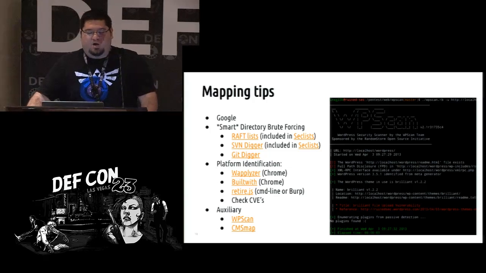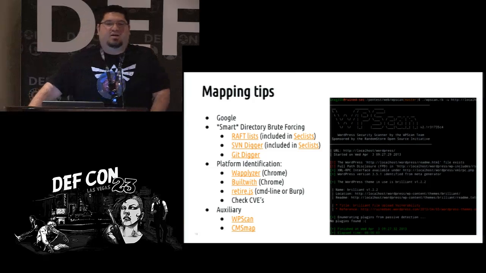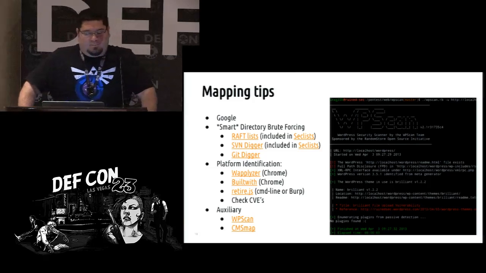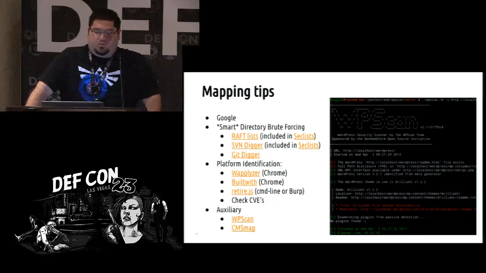After you do some unlinked content discovery or directory brute forcing, whatever you want to call it, you move on to trying to identify your platform. There are some really simple wins here. Wappalyzer and BuiltWith are Chrome extensions that you can just click, and they will give you pretty much the whole stack by looking at the headers, the comments in the pages, the way they render, analytics things that have been integrated, and they'll even give you version numbers if they can identify them. So Wappalyzer and BuiltWith are super sick.